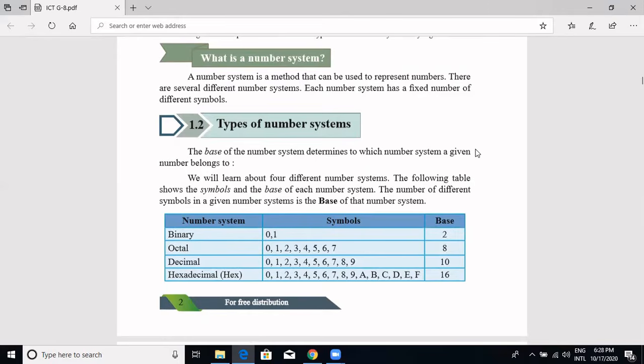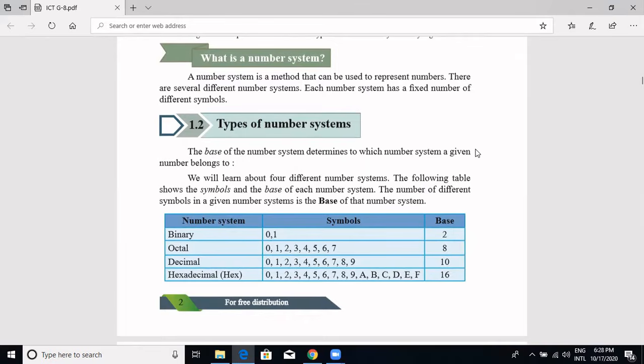Usually when you write a number, you should write its base. Think of the symbol 0, which belongs to binary, octal, decimal, and hexadecimal. If you just see a 0, you don't know which number system it belongs to. That is why the base is very important, because if you put the base, you can tell that this is a decimal number, this is a binary number, this is an octal number.